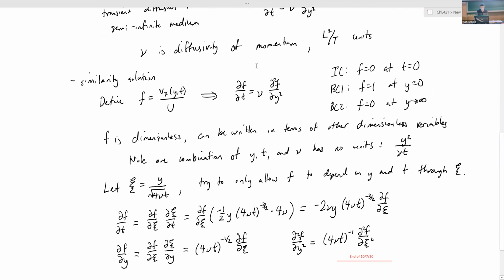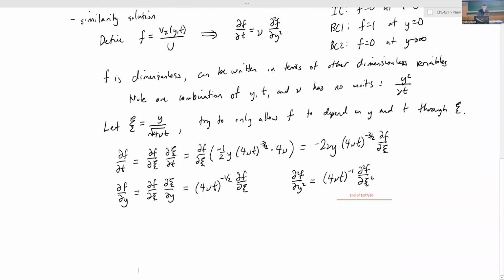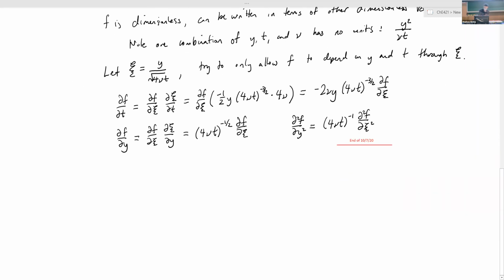The left-hand side is df/dt, and so let me write that down right now. df/dt is -ξ/(2t)... that is, (-y/2)(4νt)^(-3/2) times 2ν, times df/dξ. Someone please yell at me over Zoom if my sound cuts out, and do it as quickly as possible so we don't lose any time.